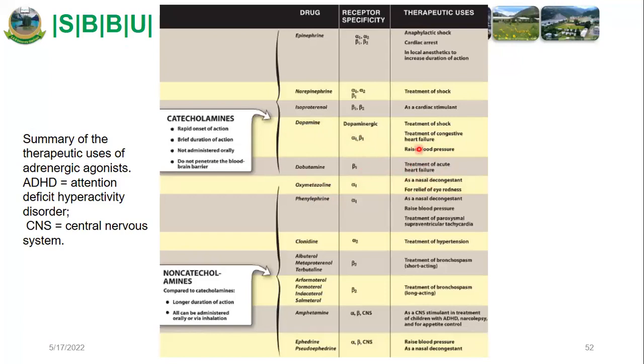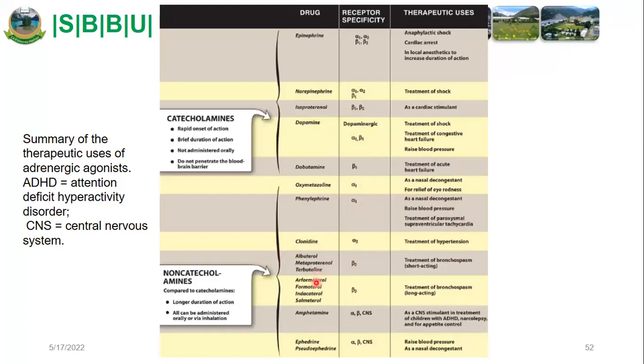We will discuss these drugs in detail with the cardiovascular drugs. Oxymetazoline, alpha 1, is a nasal decongestant because of alpha-1 receptor activity, and is used for relief of eye redness. Phenylephrine is also used as a nasal decongestant for the alpha-1 receptors, and for treatment of paroxysmal supraventricular tachycardia. We'll discuss these in the cardiovascular drugs. Clonidine, alpha 2, is used in the treatment of hypertension. Clonidine and albuterol are non-catecholamines.